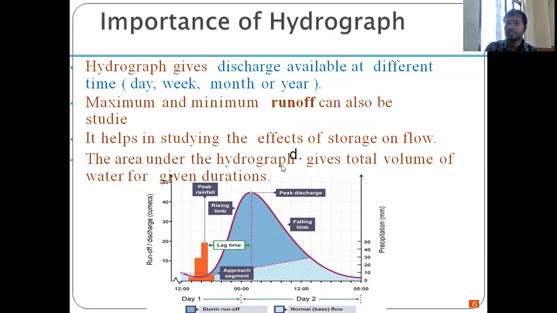And also the area under the graph gives the total volume of the water for a given duration. So the fourth point is the area under the graph gives total volume of the water for a given duration. In a given duration of time, for example for 1 month, how much total volume of the water is discharged can be identified by using this graph.